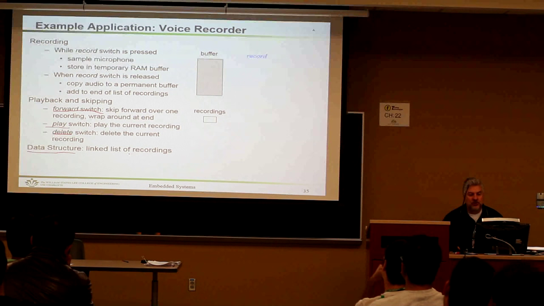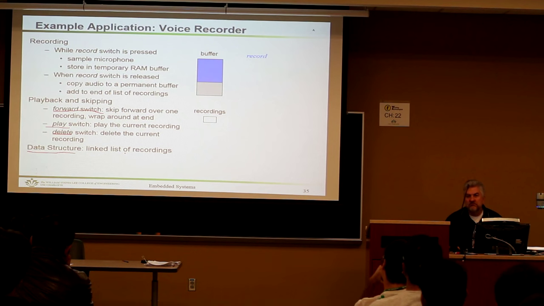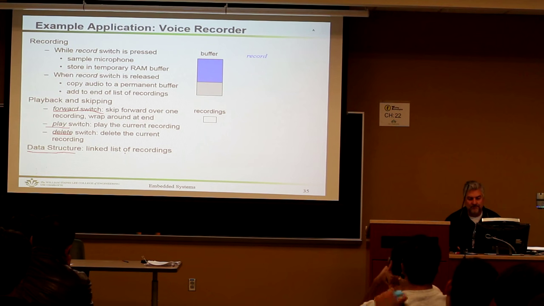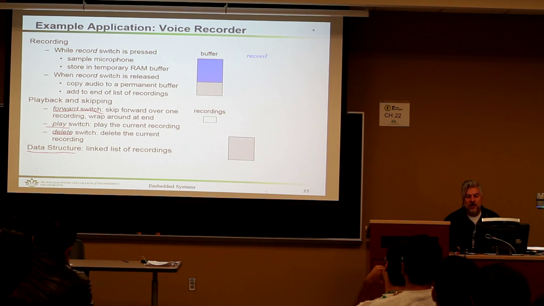So I press the record button, and inside the buffer it's going to record certain utterances, and then I'm done. So I need to permanently store this. So I have this variable which is actually going to point to a data structure which points to this recording. So what I'll do is I'll malloc some space. I'll copy the buffer, what I actually talked over, to this space.